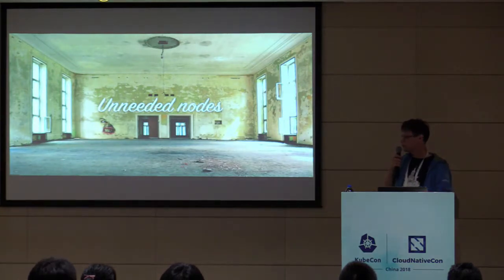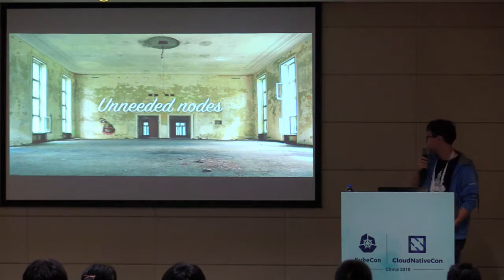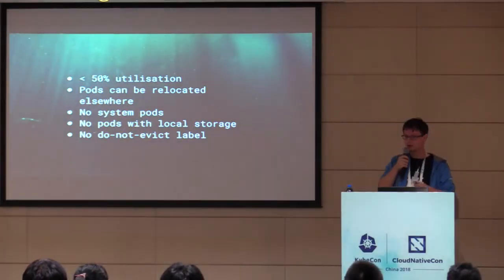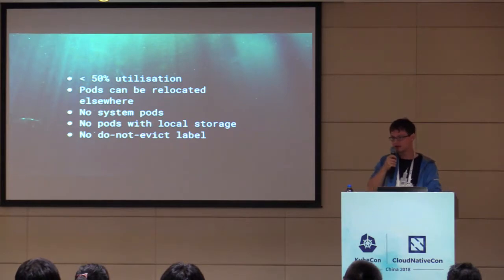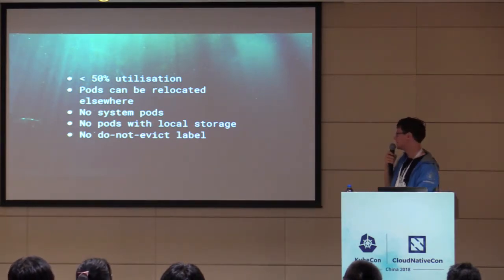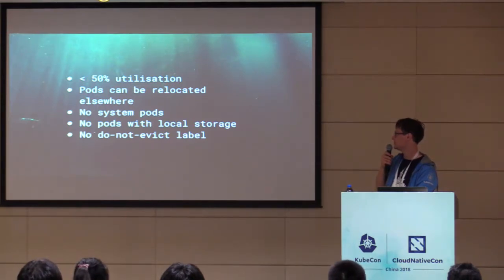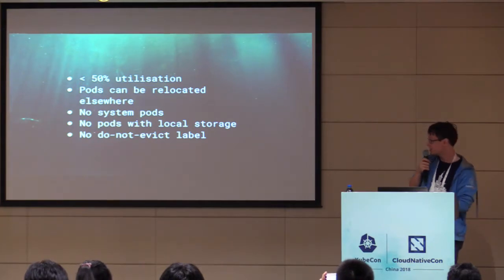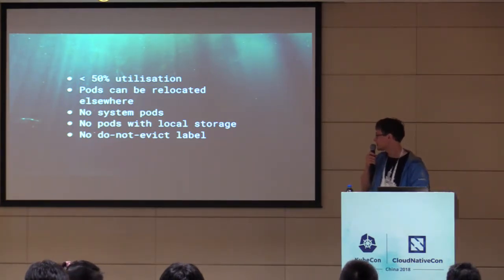I want to go into as much detail on scale down because it's slightly more complex. But the basic idea is we also monitor every single node in the cluster to decide if we actually need it. There is a bunch of criteria we use. First of all, a node may be unneeded if the utilization is below 50%. We may change this threshold in future, so don't get too used to the exact number.